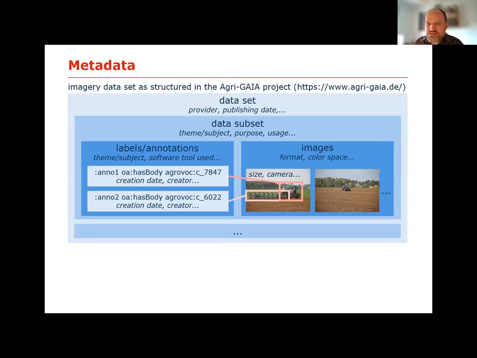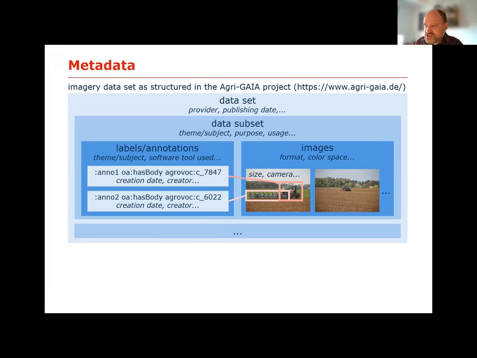this is a rough illustration of an imagery data set as we use it, for example, in the AgriGaia project. This is a project dealing with artificial intelligence applications in agriculture within the Gaia-X European cloud infrastructure. If you look at this data set, there is on the data set level a certain amount of metadata. There is a provider, for example, or a publishing date for the data set. Then you might have a data subset about providing themes or the purpose or former usage of a data subset. This might be a group of images, for example, concerned with agricultural machinery.